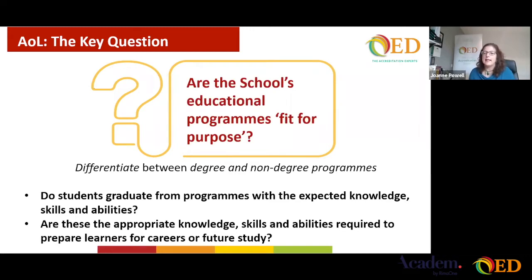Now, when I say executive education, we're not talking about a big formal AOL process. We're talking about a more general quality assurance. But the standard does cover both executive education and degree programs. So it's important to remember that both of them are covered.